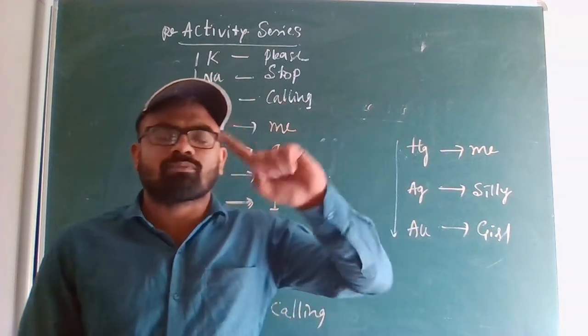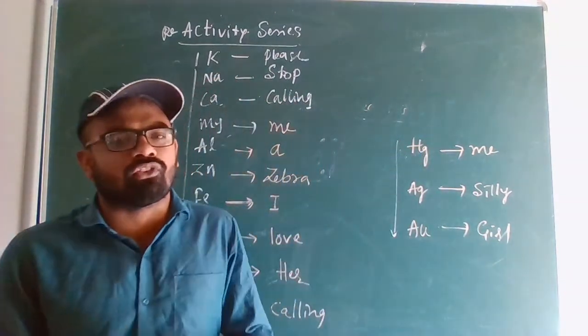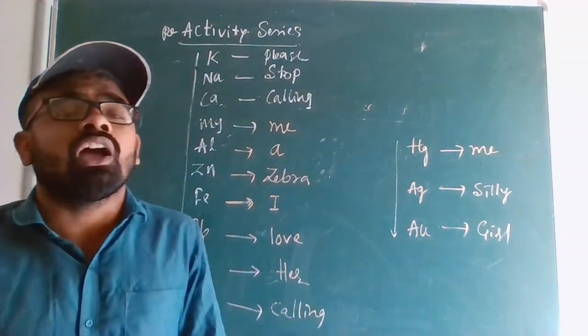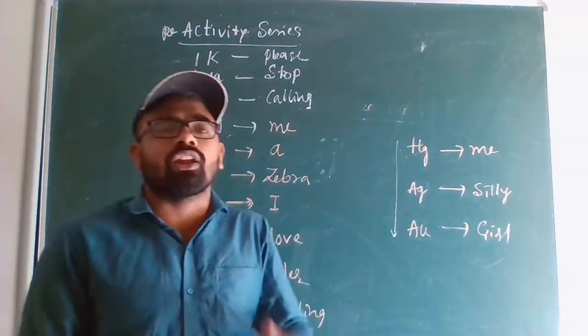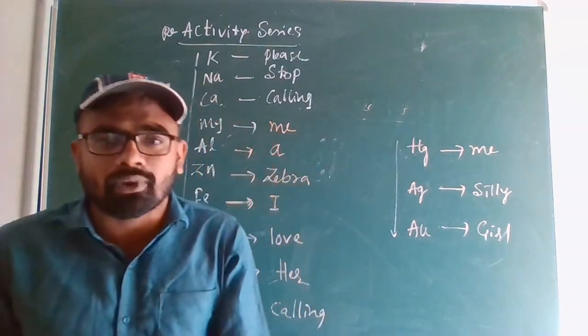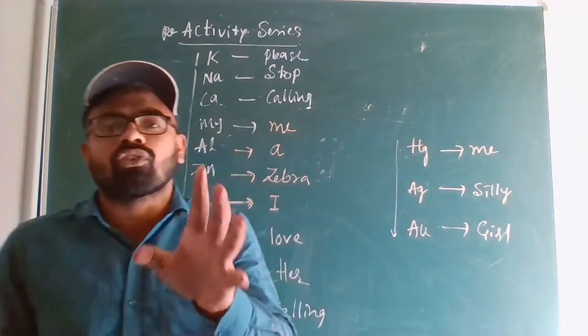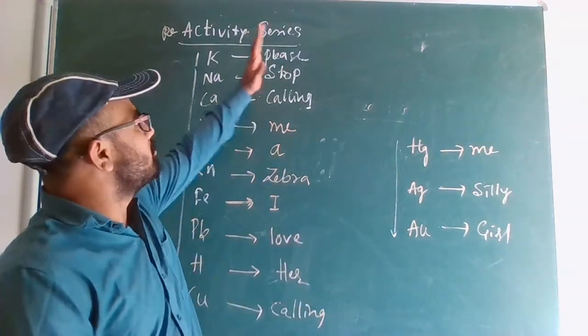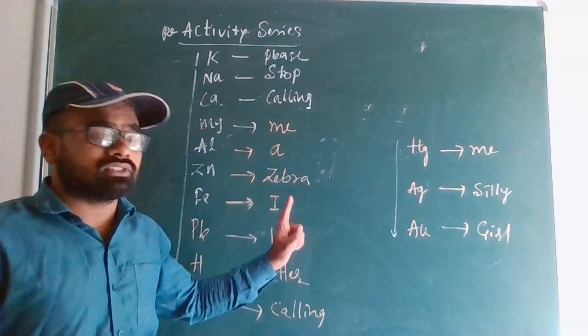Please for potassium, stop for sodium, calling for calcium, me for magnesium, A for aluminium, zebra for zinc, I for iron, love for lead, her for hydrogen, calling for copper, me for mercury, silly for silver, girl for gold. So you can remember this series in a very useful way. Remember, this series is very much important.